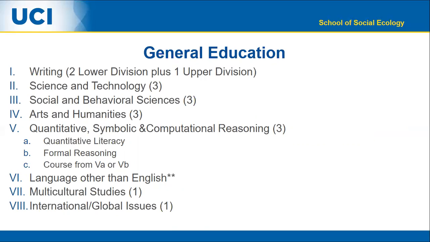You also have to do science and technology, arts and humanities, and I skipped social and behavioral sciences because your major actually takes care of all 3 courses required for this area. You also have to take quantitative, symbolic, and computational reasoning, a language other than English, which most of you speak, so you may not have to take any courses for this, multicultural studies, and international and global issues.